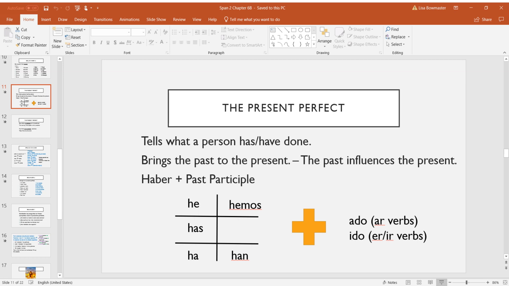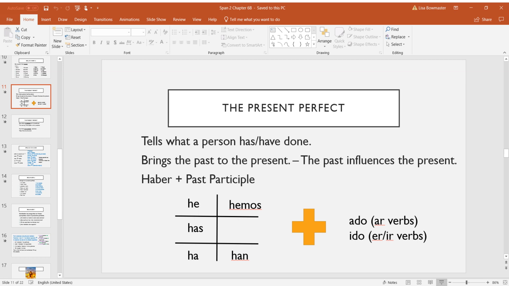For example, esta mañana he hablado con mis estudiantes. So there you see the form of haber, and then I took hablar, dropped the AR, added ado. This morning, I have spoken with my students. And I might be explaining this morning, I have spoken with my students, and I'm going to give them a pop quiz because they're so good at Spanish. What happened before is influencing what happens now.